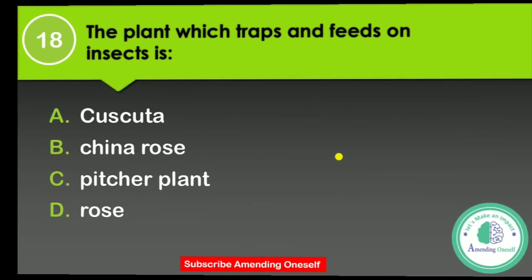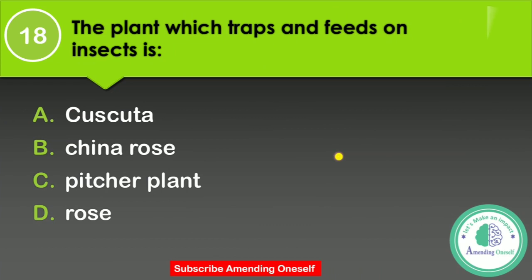Question number 18. The plant which traps and feeds on insects is. Options are option A, Cuscuta. Option B, China rose. Option C, pitcher plant. Or option D, rose. I repeat the question. The question is, the plant which traps and feeds on insects. Options are A, Cuscuta; B, China rose; C, pitcher plant; or D, rose.